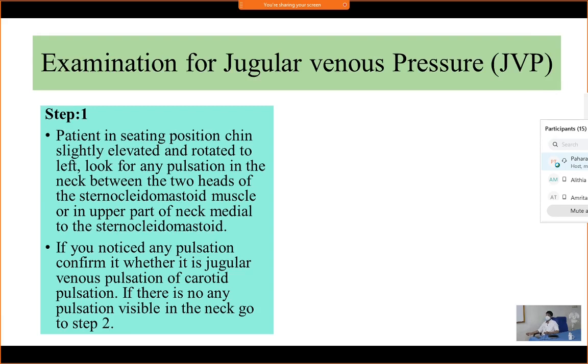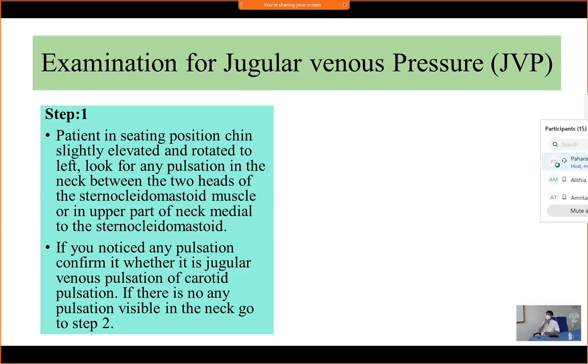So how to examine? The first step: if the patient is in sitting position, chin slightly elevated and rotated to the left side, look for any pulsation in the neck between the two heads of the sternocleidomastoid. So if you move your head like this, then you will easily get the two heads of the sternocleidomastoid. One is the sternal head, and another one is the clavicular head. Or look in the upper part of the neck, medial to the sternocleidomastoid muscle. Try to notice any pulsation and confirm whether it is jugular venous pulsation or carotid pulsation.